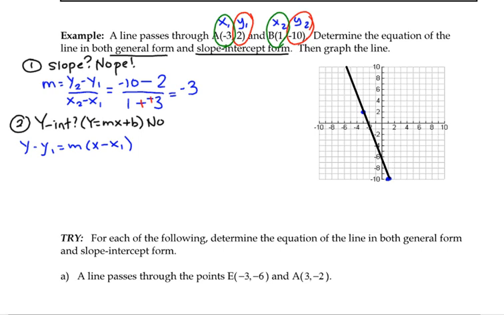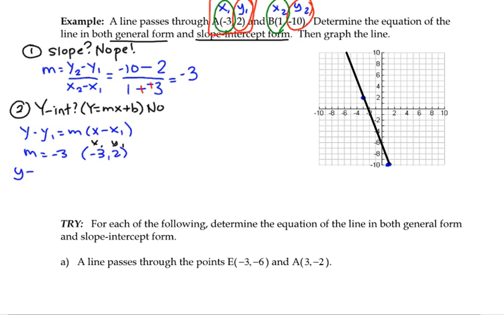I like to use the one already labeled as x1, y1, because then it matches with my formula. But it really doesn't matter which point we use. So let's use that one. We're going to use our slope equals -3 and the point -3, 2. You don't have to always write out the slope and point. You can go straight to plugging it in.